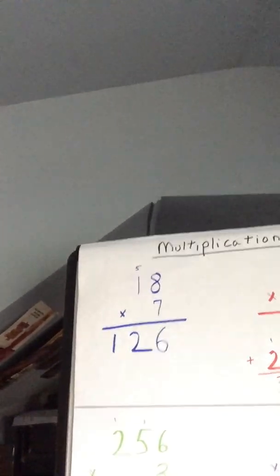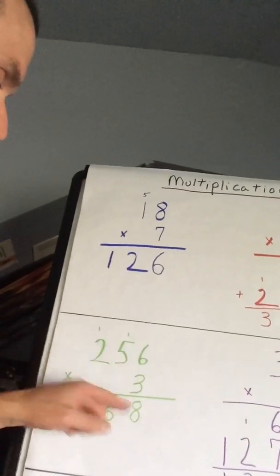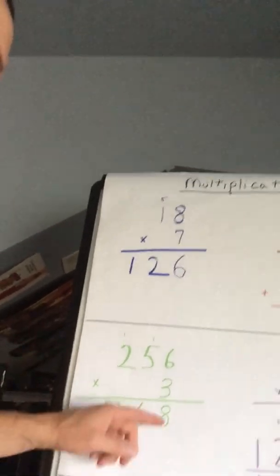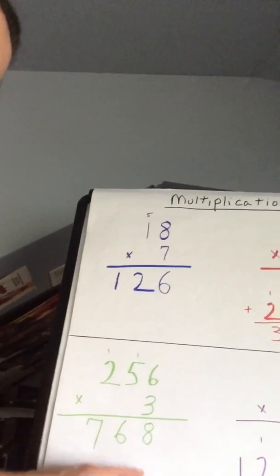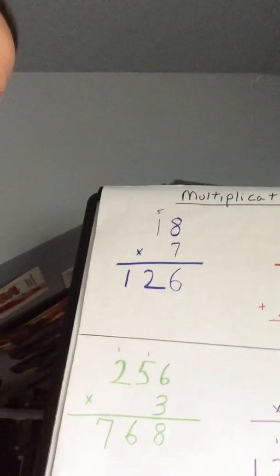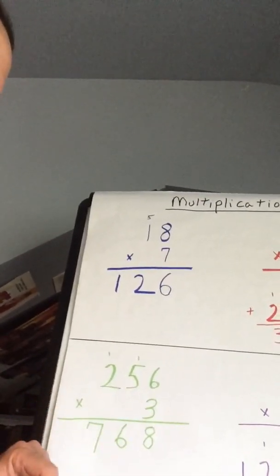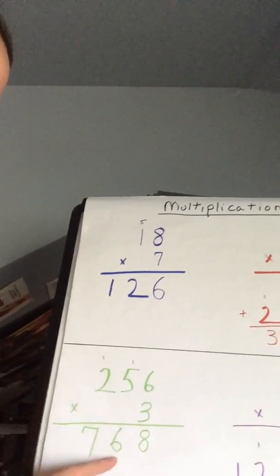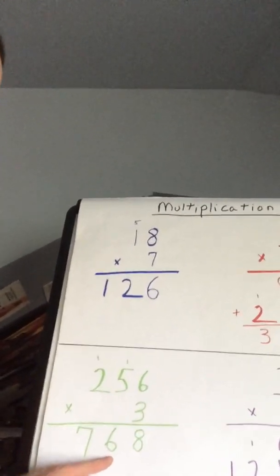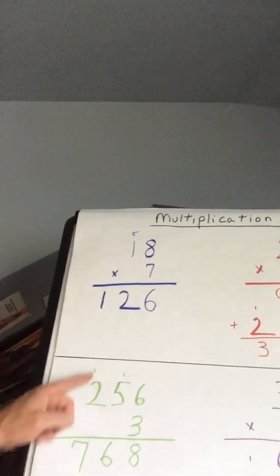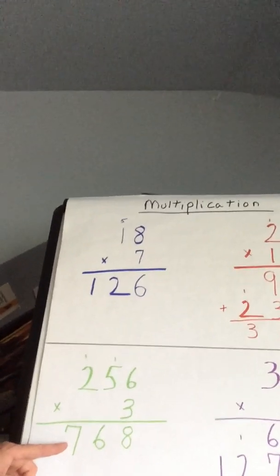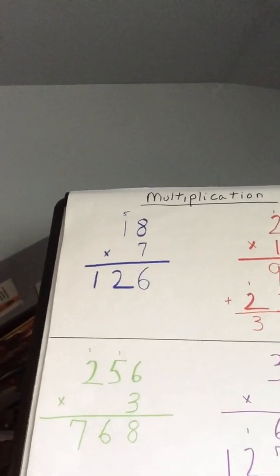Okay? Now let's move down to a 3-digit number times a 1-digit number. We have 256 times 3. So, take our 3, start with the 1s column here. 3 times 6 is 18. So put the 8 down, regroup the 1. 3 times 5 is 15. Plus 1 would be 16. Bring the 6 down, regroup the 1. 3 times 2 equals 6. Plus 1 equals 7. 768 is our final answer.